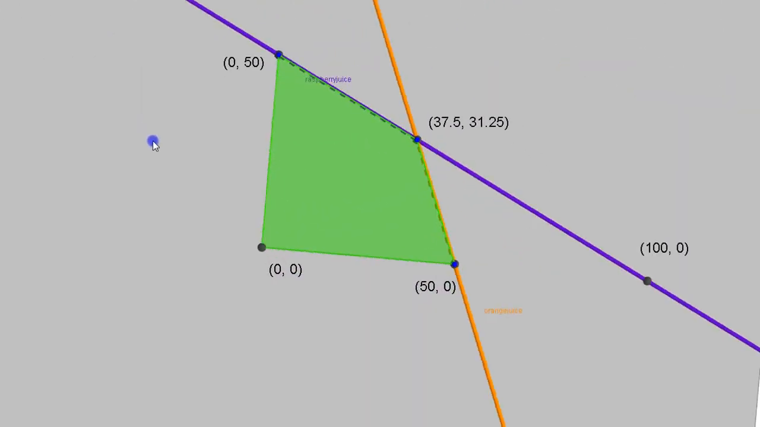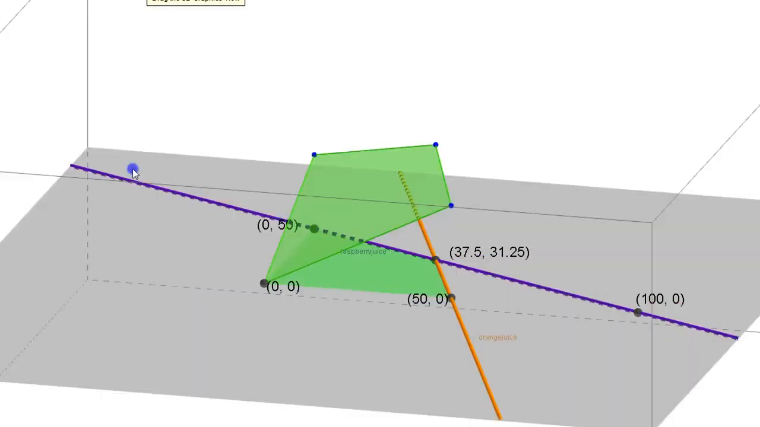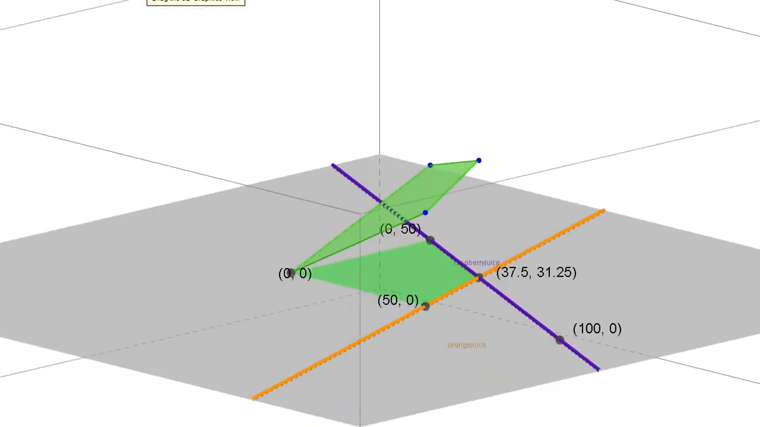So you don't need the 3 dimensions. You can do it in 2 dimensions. Just calculate the profit for each one and figure out which one's the highest. But it's kind of nice to realize what's actually going on there.